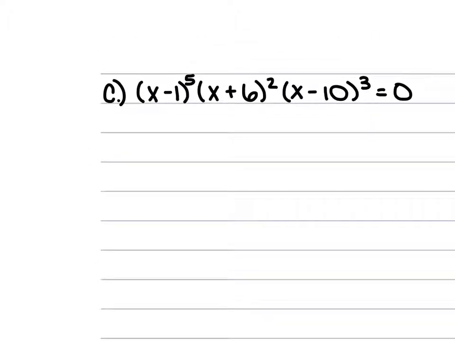Okay, so I could write this out 5 times again if I want. Like I could sit there and write this out x minus 1, x minus 1, x minus 1, x minus 1, x minus 1. But do we agree that there's 5 x minus 1s there? Okay, so let's just agree that we've got x minus 1 equals 0 5 times.